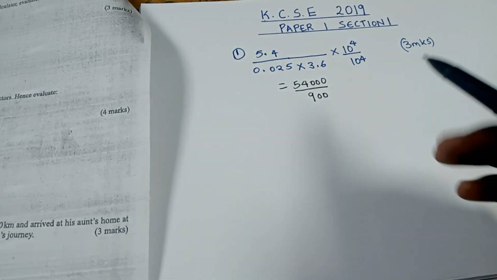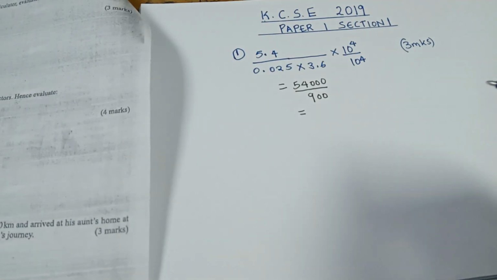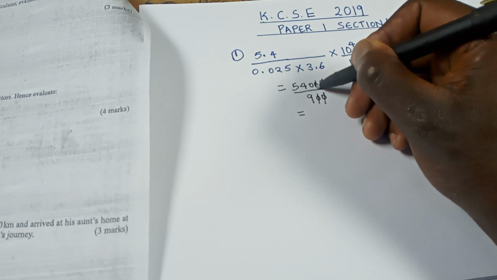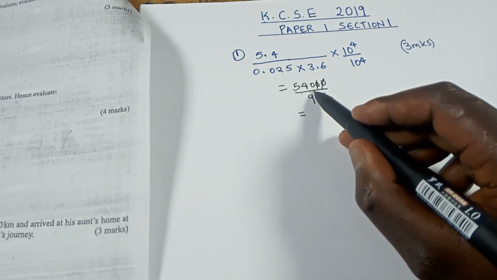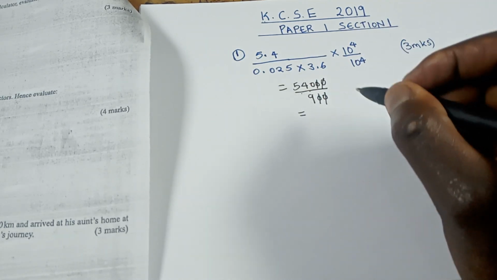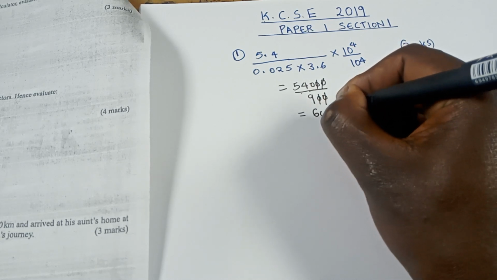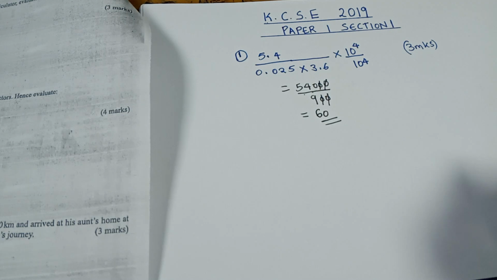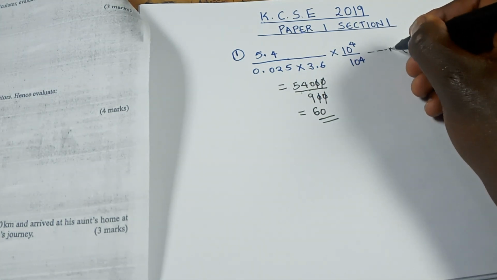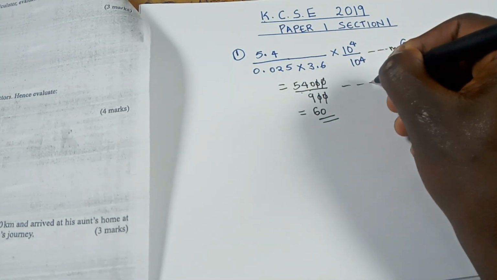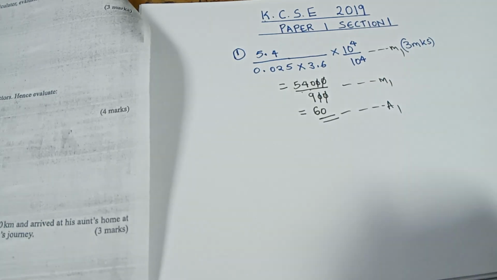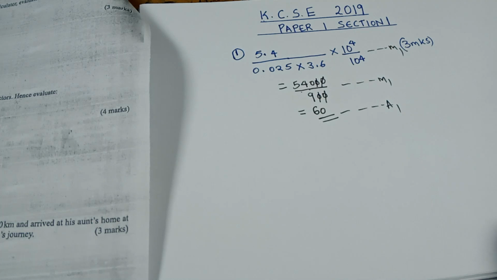When we simplify, a 0 will cancel out with a 0, and a 0 with a 0, then we are left with 540 divided by 9. It will give us 60. By doing that, we are done with number 1. That will give you the first mark, the second mark, and the accuracy mark. That is number 1.